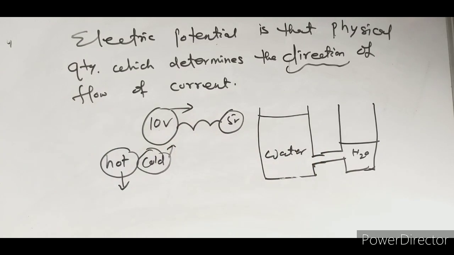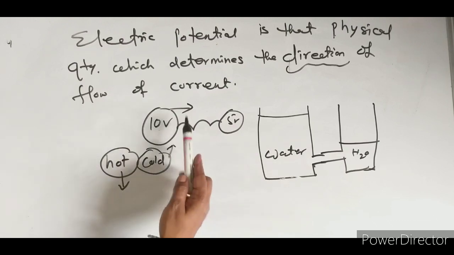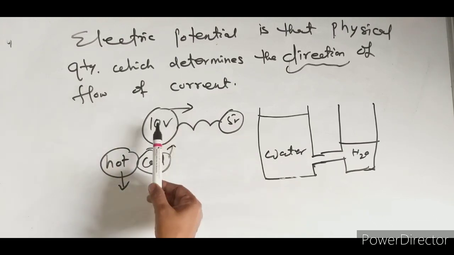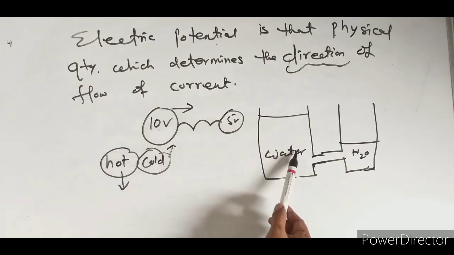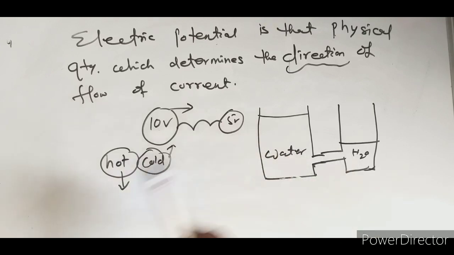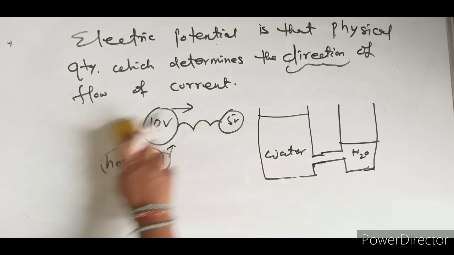All these can be related to each other. So here current flows from high potential to low potential, heat flows from high temperature to low temperature, water flows from high level to low level. Clear?